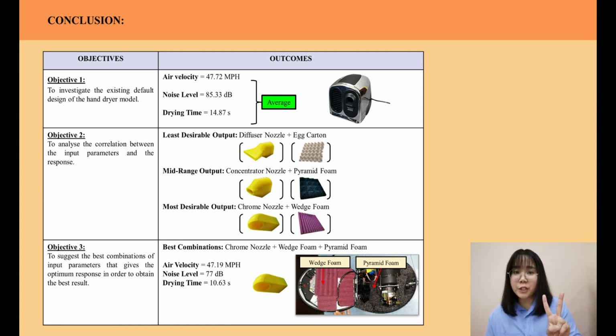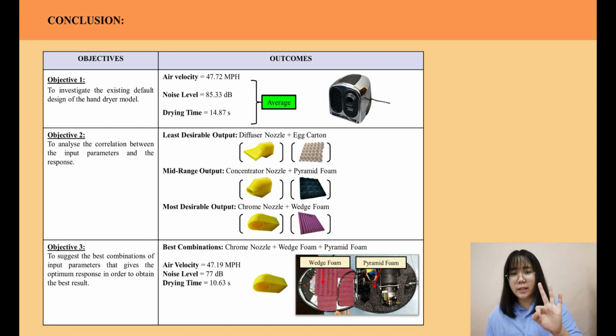As for the second objective, which is to analyze the correlation between the input parameters and the response, it can be concluded that the combination of the diffuser nozzle and egg carton has given the least desirable output. On the other hand, the combination of chrome nozzle and wedge foam has contributed to the most desirable output, while the combination of concentrator nozzle and pyramid foam has a fairly mid-range output.